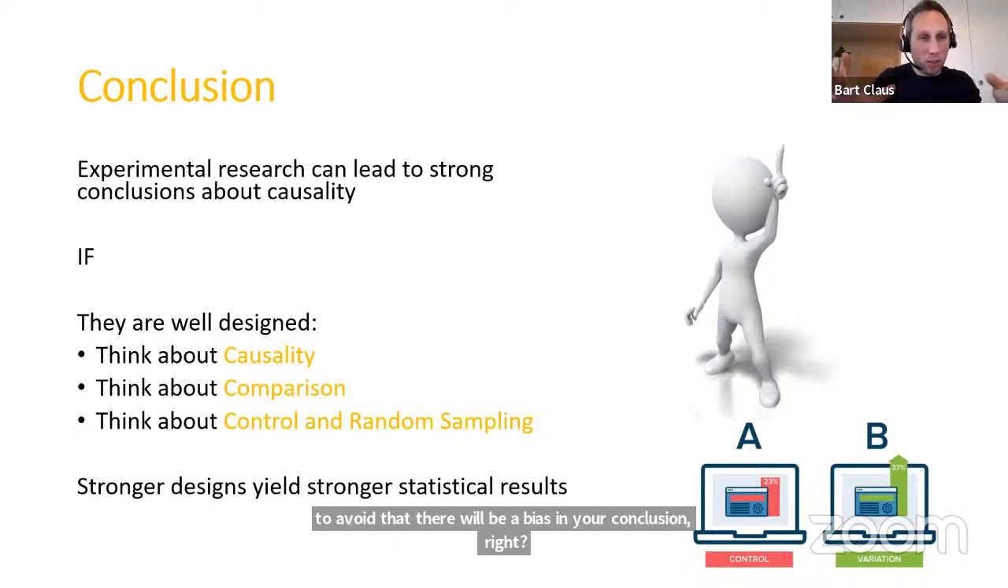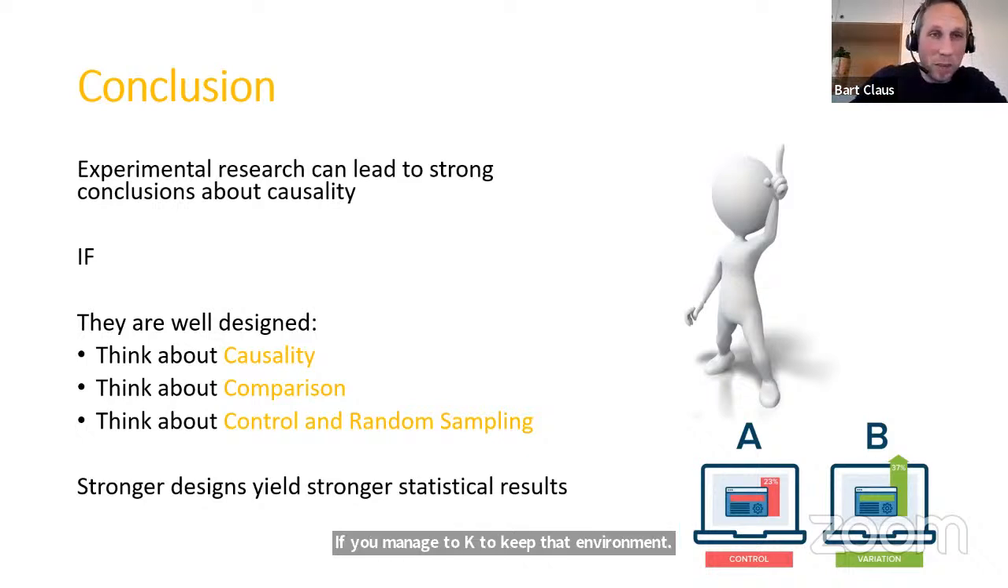If you manage to keep that environment exactly the same between the control and the experimental condition, that's the way of avoiding bias, if that's an answer to your question.